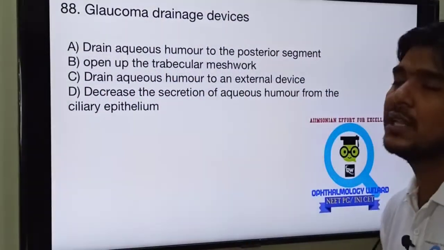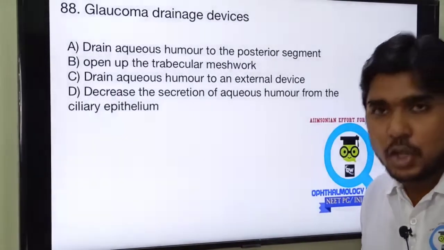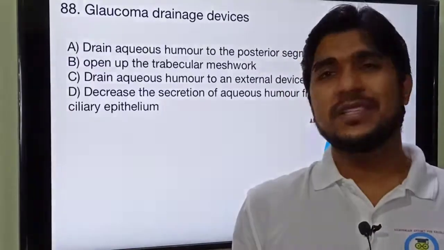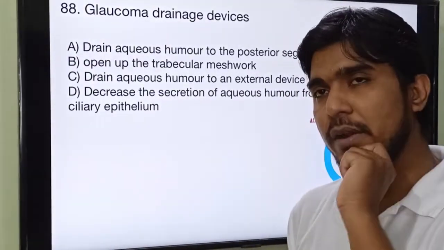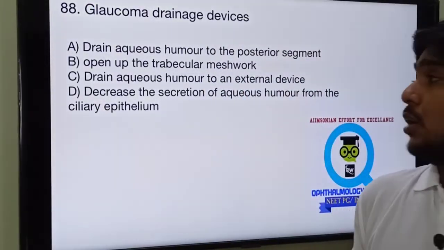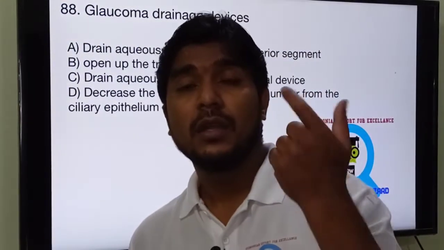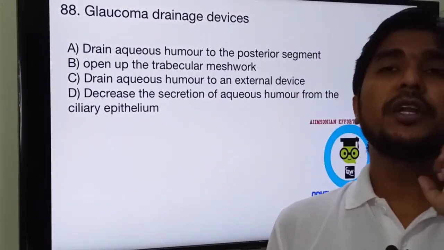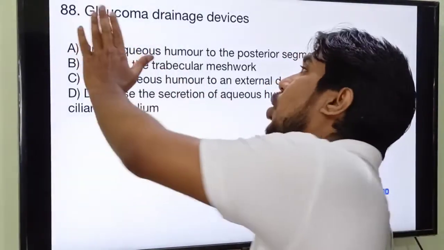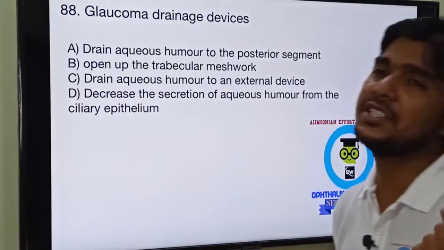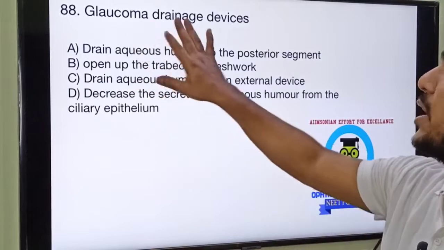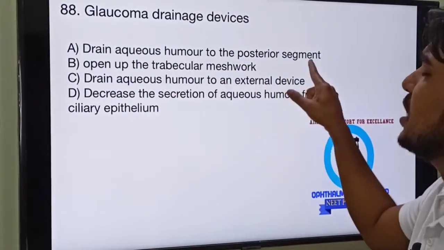Glaucoma drainage device. The treatment of choice, the surgery of choice in glaucoma, is trabeculectomy, right? But there's a big but. If you are not able to get proper IOP control by trabeculectomy, you may need a glaucoma drainage device. And what are those devices? First, let me tell you, the glaucoma drainage device drains aqueous humor to the posterior segment.